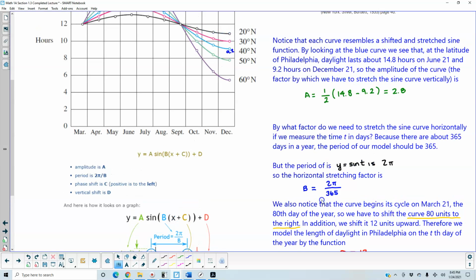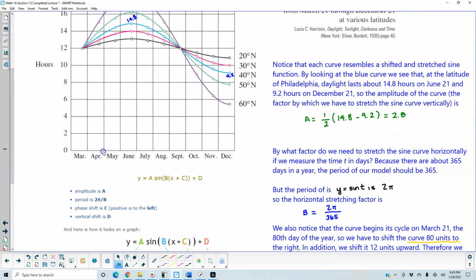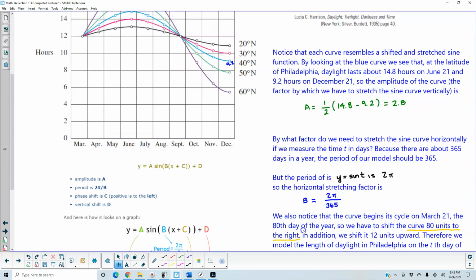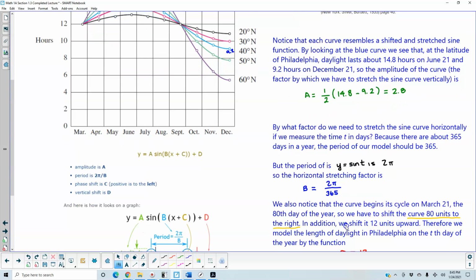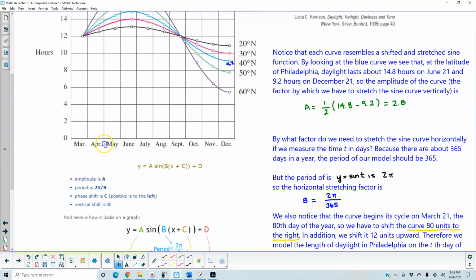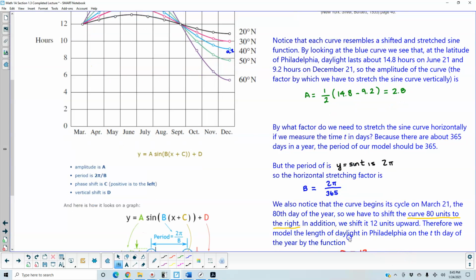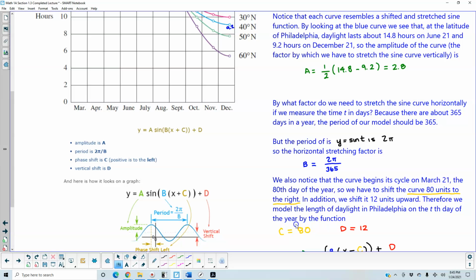Now we also notice that the curve begins its cycle on March 21st, which is the 80th day of the year. So we have to shift the curve 80 units to the right. In addition, we shift it 12 units upward. Therefore, we model the length of daylight in Philadelphia on the t-th day of the year by the function of the following.